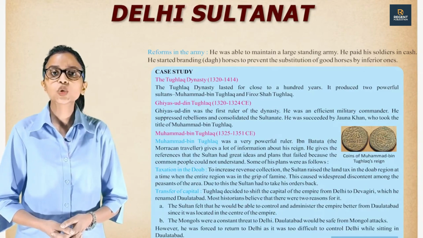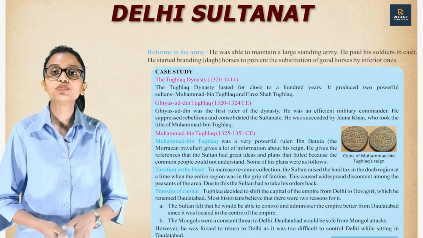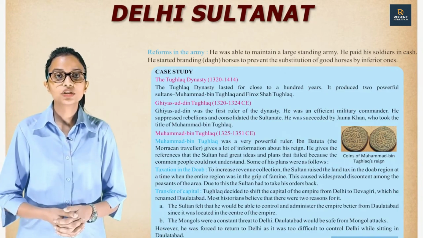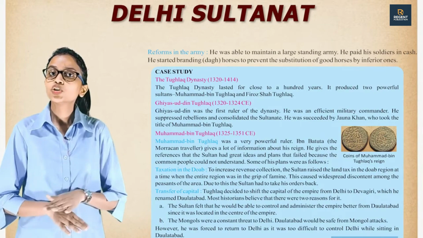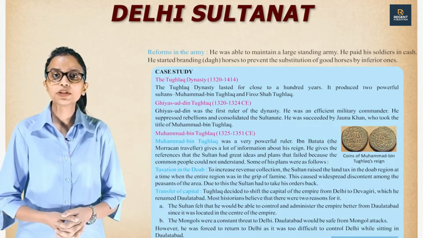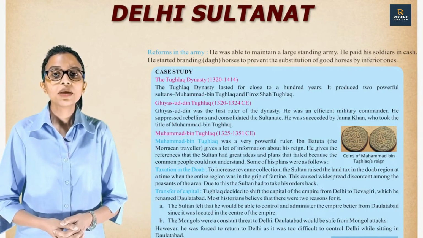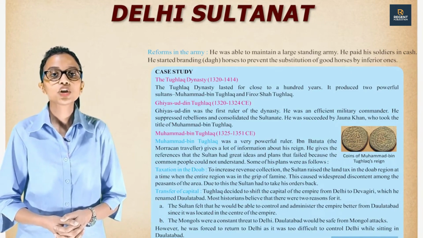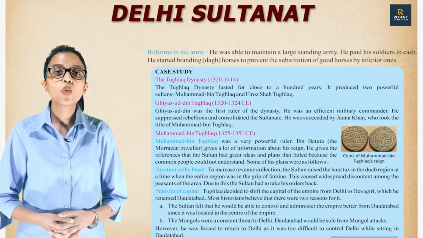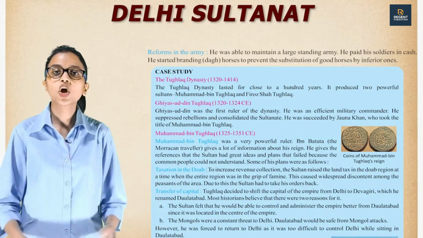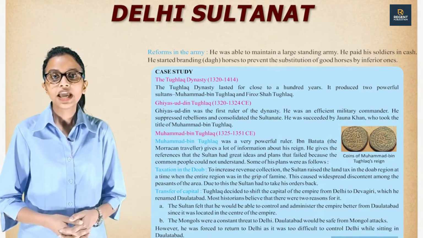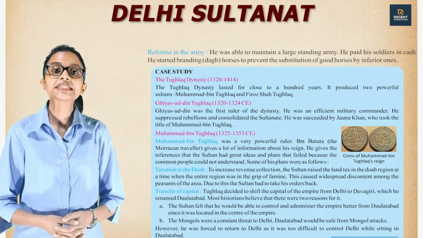Transfer of capital. Tughlaq decided to shift the capital of the empire from Delhi to Devgiri, which he renamed Daulatabad. Most historians believe that there were two reasons for it. A. The Sultan felt that he would be able to control and administer the empire better from Daulatabad since it was located in the center of the empire. B. The Mongols were a constant threat to Delhi. Daulatabad would be safe from Mongol attacks. However, he was forced to return to Delhi as it was too difficult to control Delhi while sitting in Daulatabad.